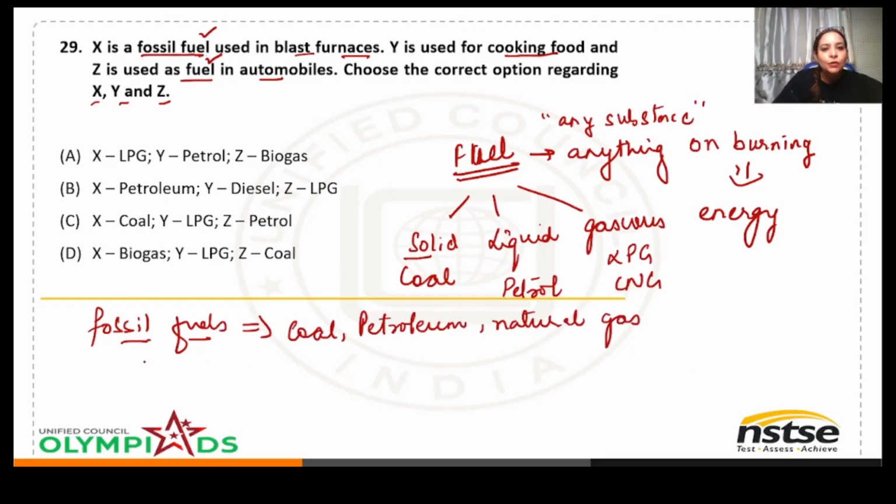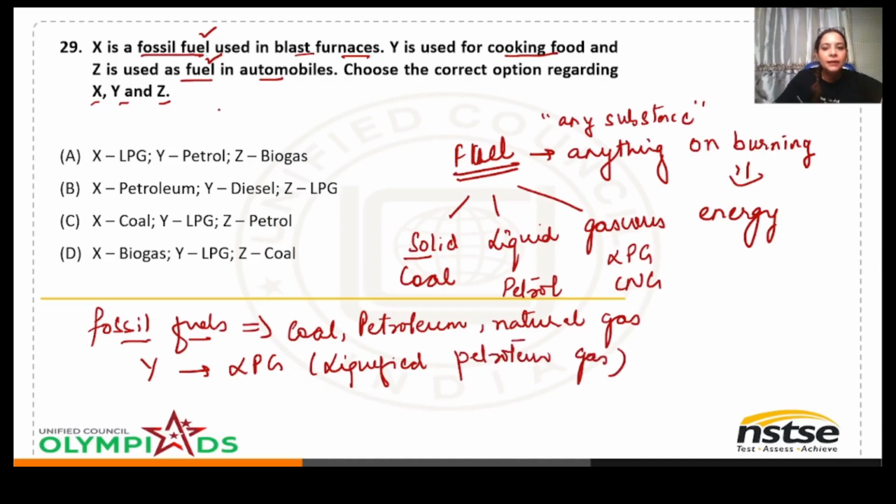And which is used for cooking? For cooking we use LPG. Nowadays in a modern chulha, what do we use as a fuel? We use LPG, that is liquefied petroleum gas. I'll write it here: we use liquefied petroleum gas.